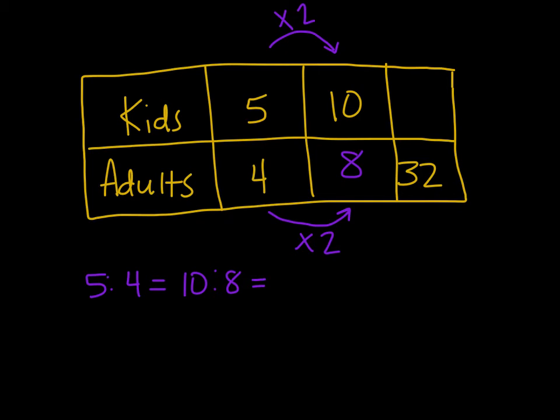So let's figure that one out. My known, I have 8 to 32. 8 times 4 equals 32. So whatever I do to the bottom, I do to the top in this case. 10 times 4 gives me 40. So now my last equivalent ratio is 40 to 32.